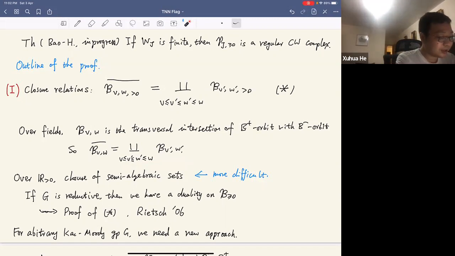However, if you don't work over a field, but instead over the positive real numbers, then this is not an algebraic variety anymore. It is a semi-algebraic set. So studying the closure of a semi-algebraic set is much more difficult.